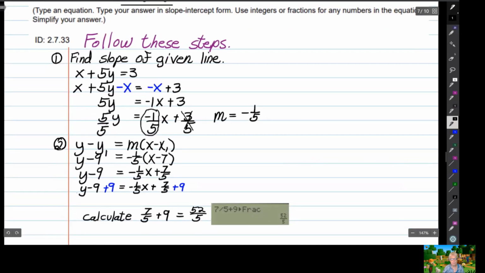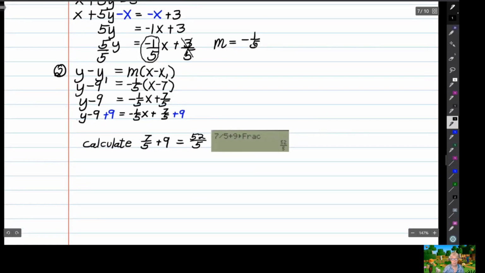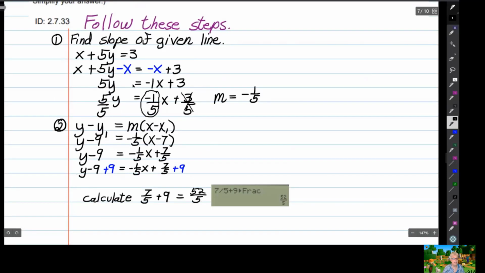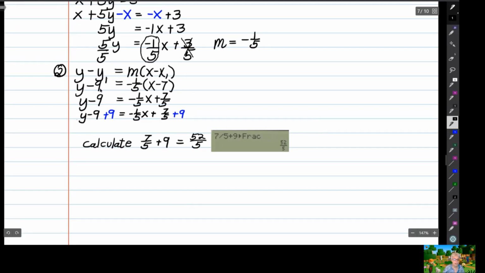What we do in step 2 is we find the equation of the line parallel to this line. Same slope. And it's going to go through the point (7, 9). So y minus y1 equals m times x minus x1. Now I'm going to distribute the negative 1/5 into those parentheses. Don't panic. I'm going to show you what we're going to do.